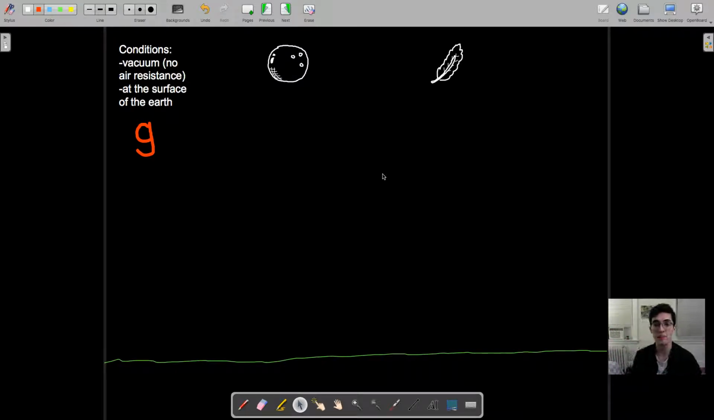It's just pure emptiness. And we can actually create a vacuum, or at least very, very close to a true vacuum, in a laboratory. And we've done that. And we have tested dropping a bowling ball and a feather at the same time.